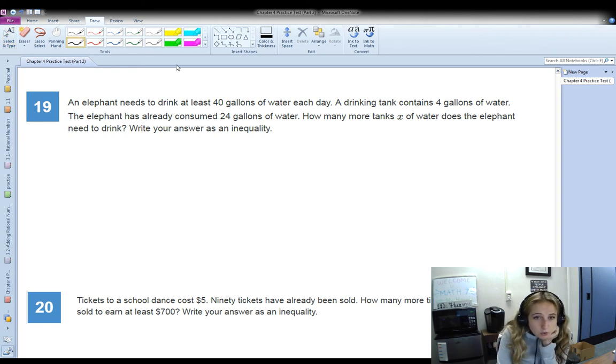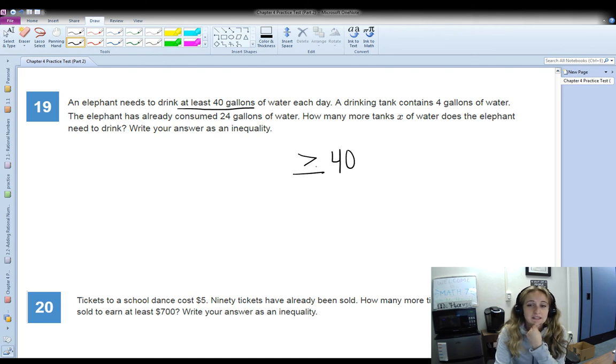Okay, so to write this, let's think. Elephant needs to drink at least 40 gallons of water. At least 40 gallons, okay? So 40 is going to be on one side of the inequality for sure. And if he has to drink at least 40 gallons of water, that means the inequality that represents "at least" is this one, because that means that everything on this side has to be greater than 40. So he has to drink more than 40 gallons of water.